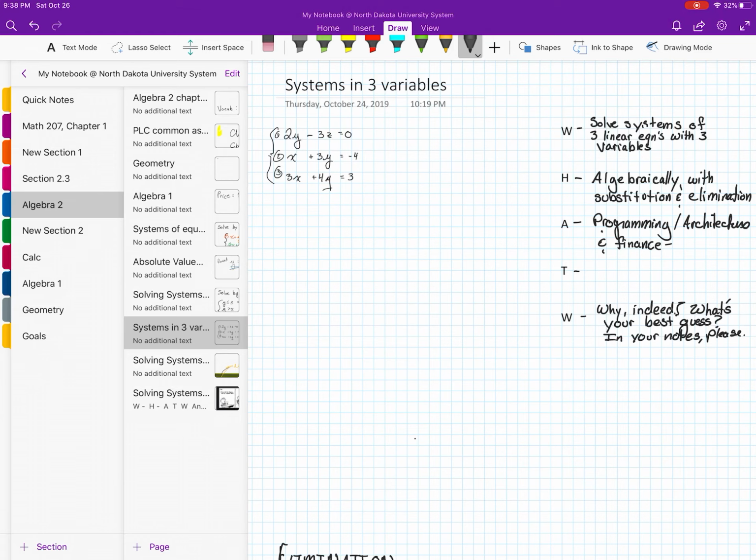Wait. Almost forgot the what-wa. Check out the what-wa. Solving systems of three linear equations with three variables. How? We're going to do it algebraically with substitution and elimination. The applications are myriad, including programming, architecture, and finance. Not so much with theorems.